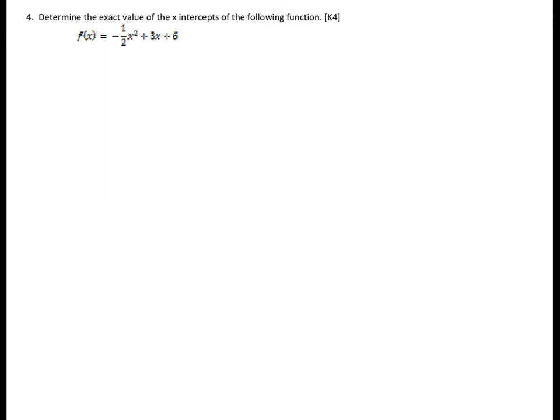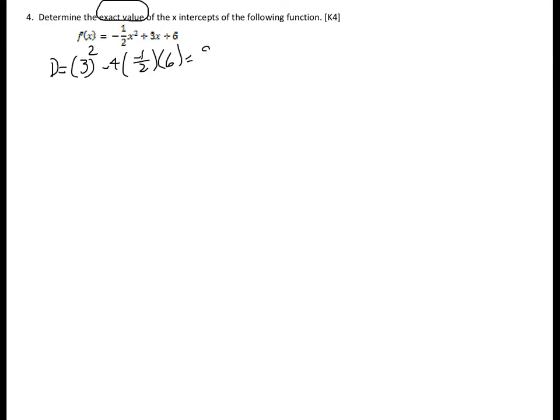In the next example, we are supposed to find the exact value. When it says exact value, just remember, if you get to a fraction or radical, do not use your calculator. Just leave it the way it is. After, you can simplify it. So, the first thing we're going to do is find the D. D is B squared, which is 3 squared, minus 4 times A, negative 1 over 2, times C, which is 6.